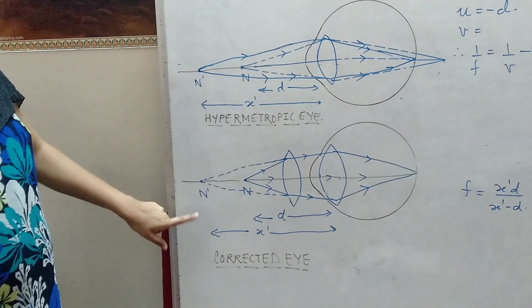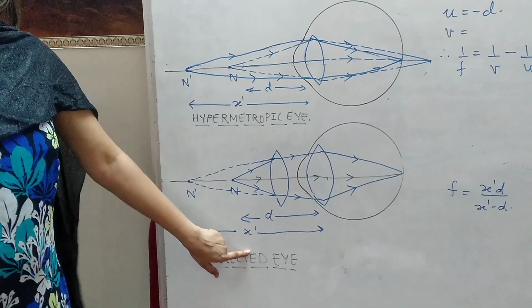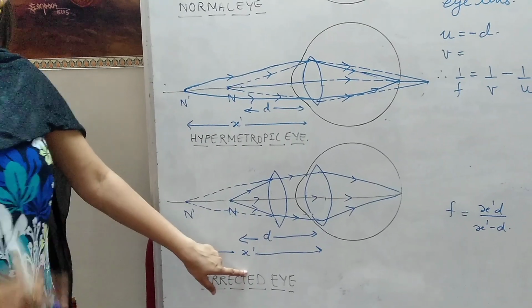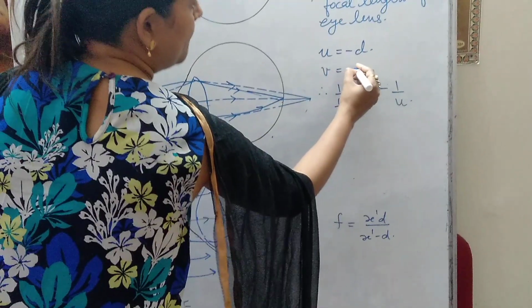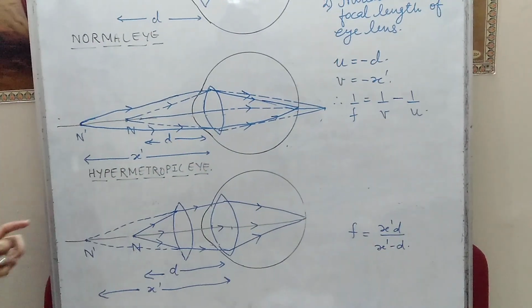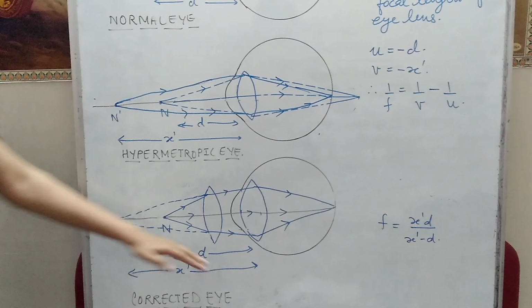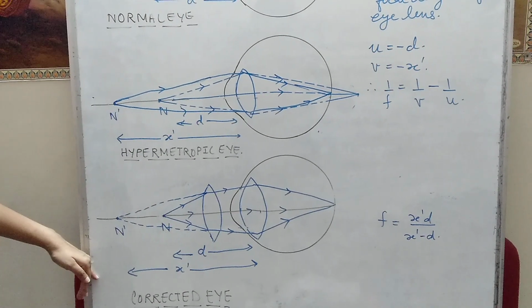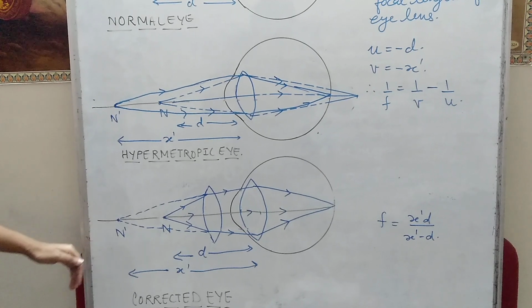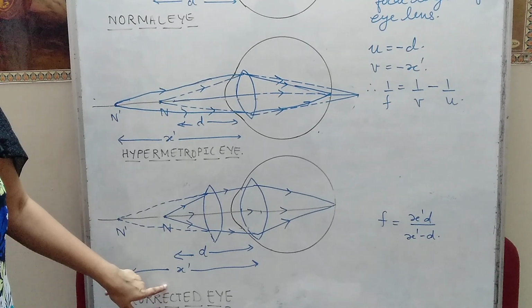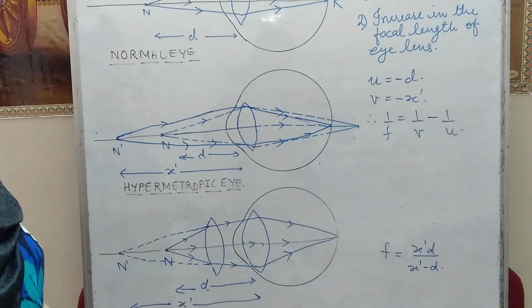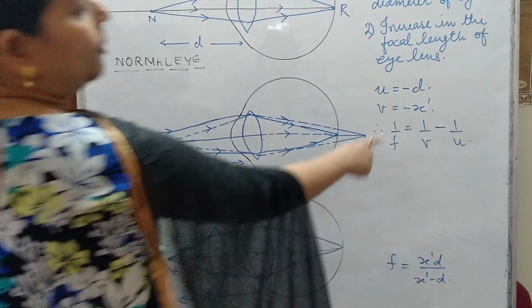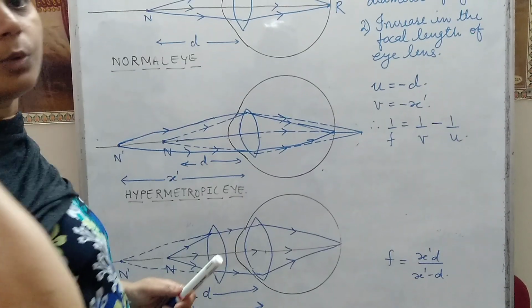That means what is X dash? X dash is the near point of the hypermetropic person. So let us take v as minus X dash. Why have we taken v as minus X dash? Because it is also towards the left, and we know that all the distances measured towards the left are always taken as negative. So it is also minus X dash, and we know the lens formula, 1 upon f is equal to 1 upon v minus 1 upon u.